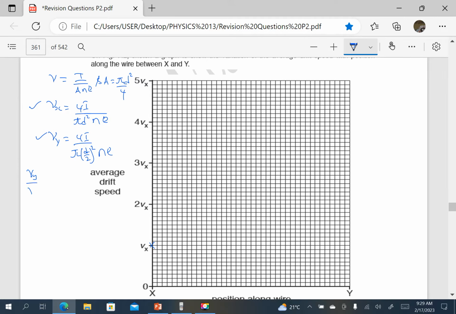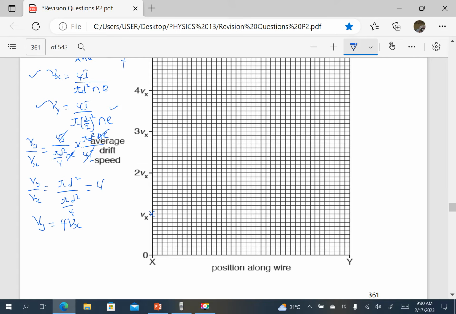So Vy, v at Y divided by v at X, is equal to, when I simplify, 4I divided by pi d squared over 4 times ne. I'm dividing by the first equation, so I get the reciprocal. So this will be pi d squared ne divided by 4I. And 4I cancels, ne cancels. So Vy divided by Vx is going to be pi d squared divided by pi d squared over 4. So the 4 goes up, and pi d squared cancels. So this is just going to be equal to 4. So it means drift velocity at position Y is 4 times drift velocity at position X.